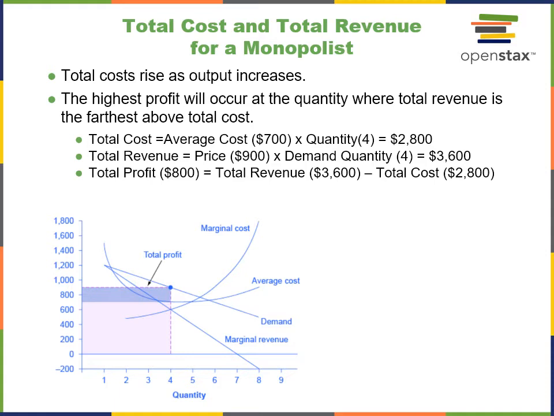Total cost is simply the quantity times the average cost, or $2,800. Total revenue is simply the price times the demanded quantity, or $3,600. And total profit is simply the difference between the total revenue of $3,600 and the total cost of $2,800.